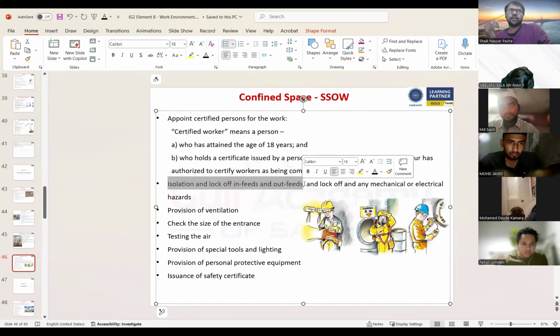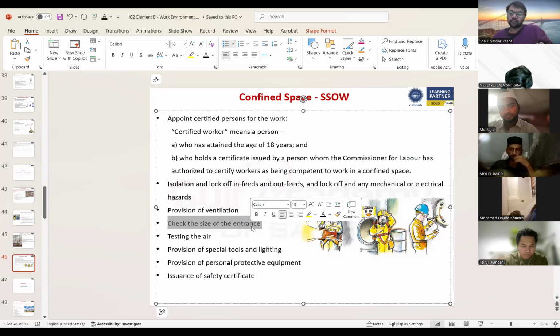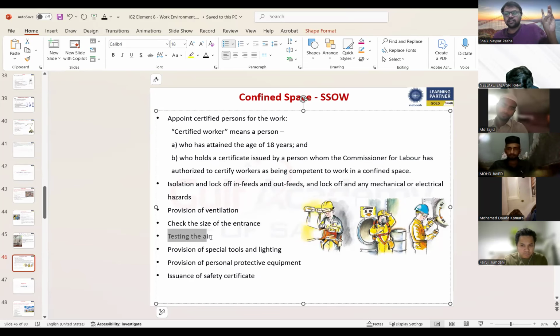And if you are working particularly in floor silos or underground pipelines, make sure all the valves and taps are properly closed or isolated so that accidentally nobody would turn them on. Provision of ventilation if possible, checking the size of the entrance to make sure whether you can fit in it or not. Arrangements for lighting, testing the air quality.